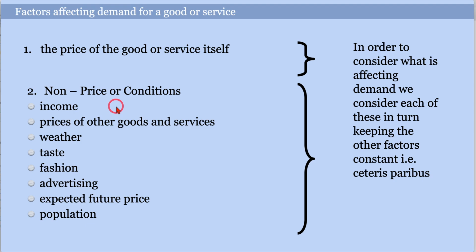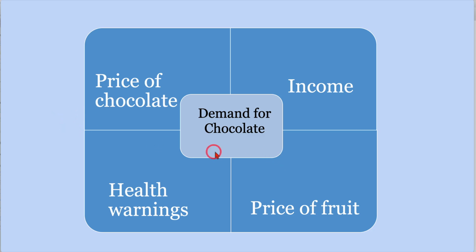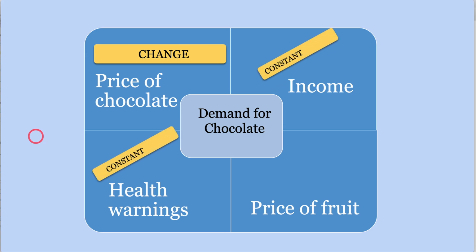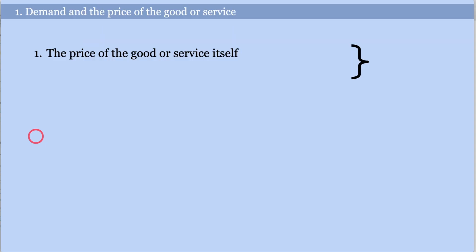constant. If you don't do that, then you can't really draw your demand curve. Okay, so we'll see this in a minute. So here's the demand for chocolate in the middle here, and it might be affected by all these things here. Okay, so our assumption in economics is that we change the price, but we keep income, health, price of fruit, which is a substitute for chocolate. We keep those things as a constant, so they don't change.